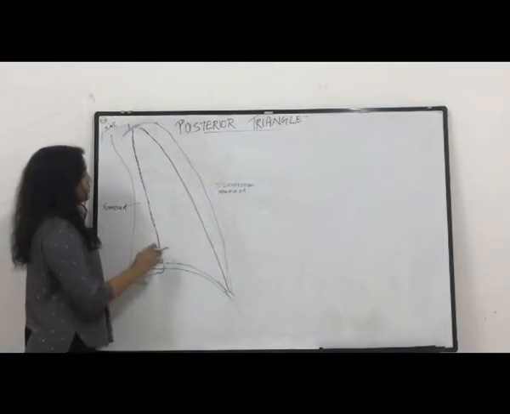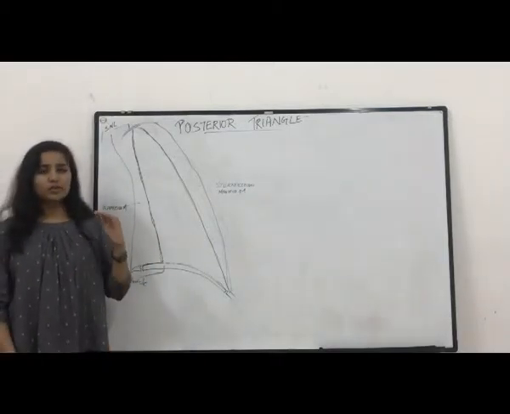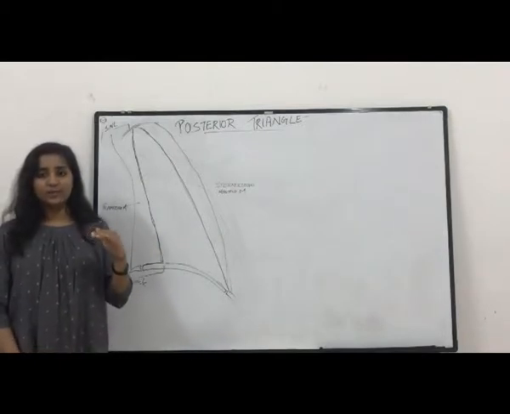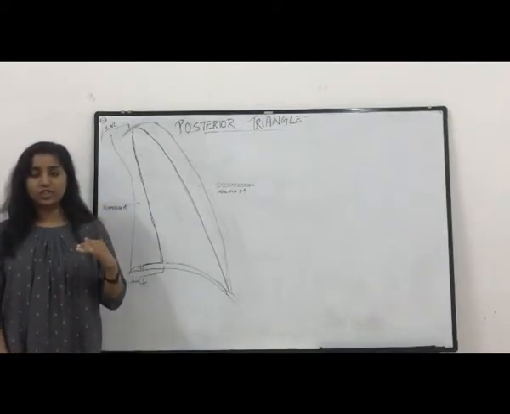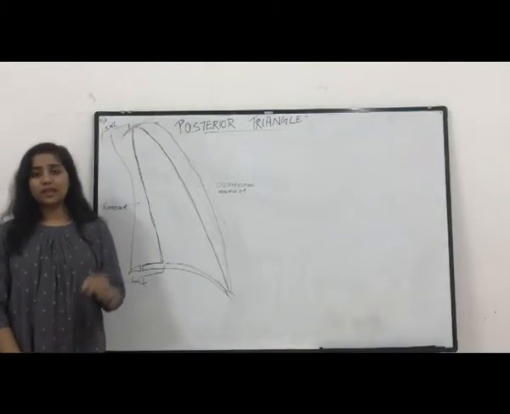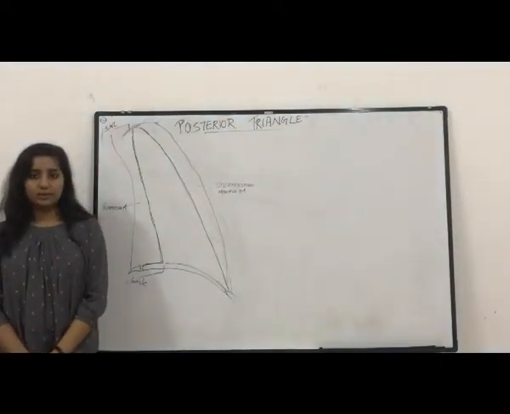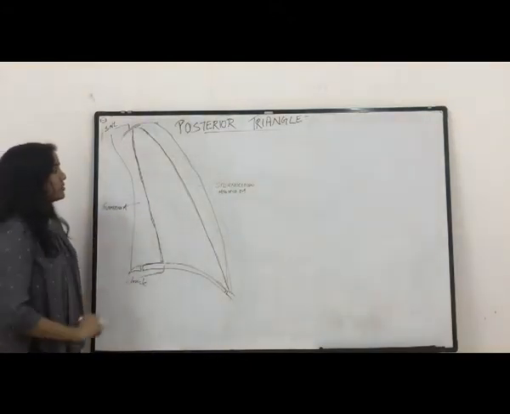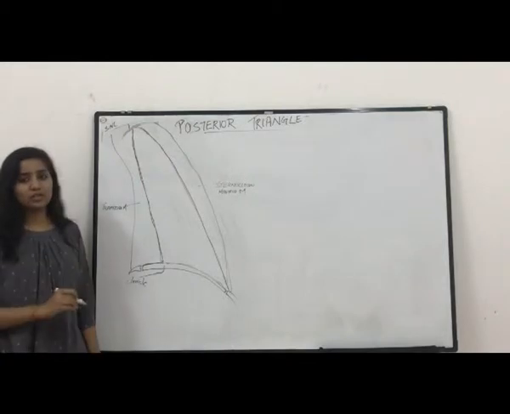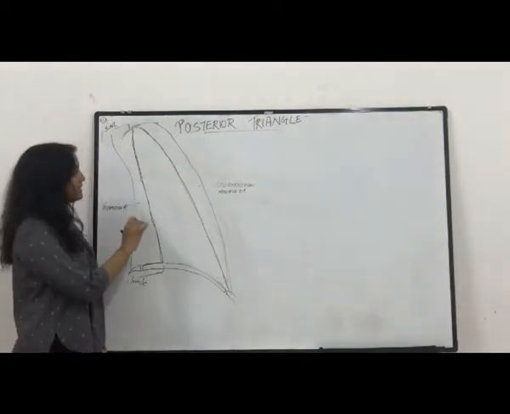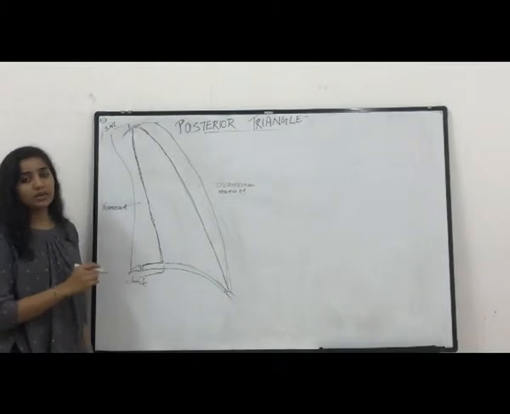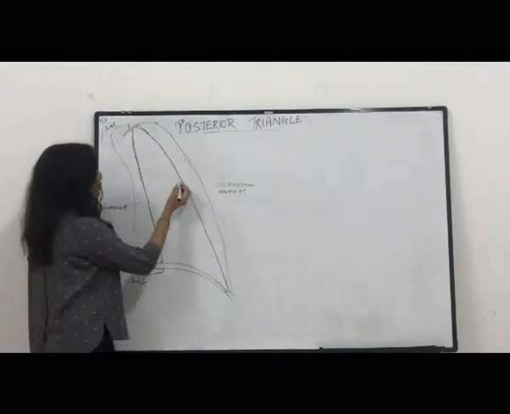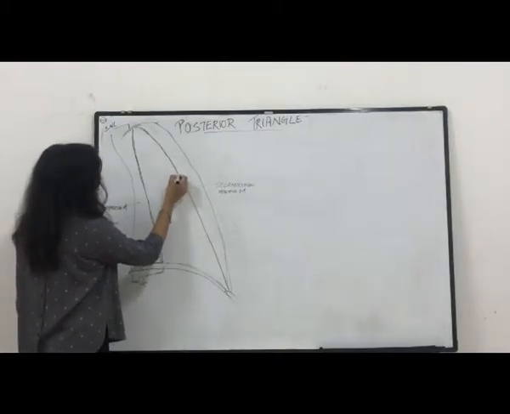Next we'll go for the roof. The roof, from superficial to deep, is formed by skin, superficial layer. Deep to it is the superficial fascia containing the platysma, and below that is the investing layer of deep cervical fascia, which forms the roof of the posterior triangle. So there are some structures which pierce the roof of the posterior triangle, that is the investing layer of the deep cervical fascia. It is pierced by some structures. Let's see those structures.